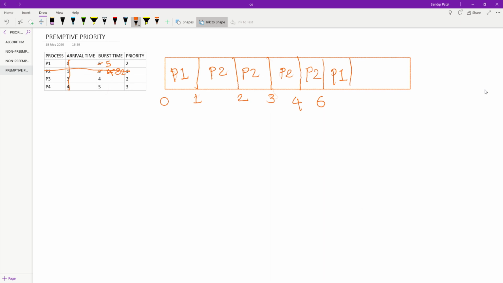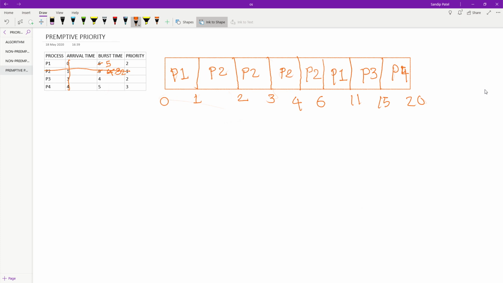P1 requires only 5, so 6 plus 5 is 11. Next selected is P3, which requires 4 milliseconds, so 11 plus 4 is 15. And the last one we select is P4. It requires 5 milliseconds, so it is 20. So this is the Gantt chart for preemptive priority. Here preemption is applied: P1 comes out here, and again enters at 6 milliseconds.